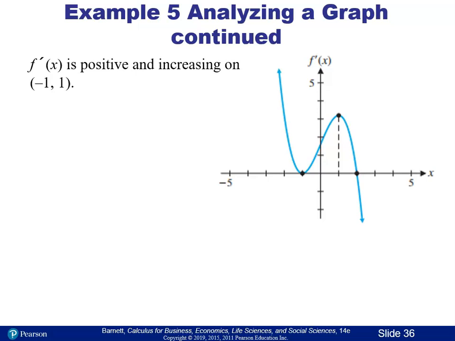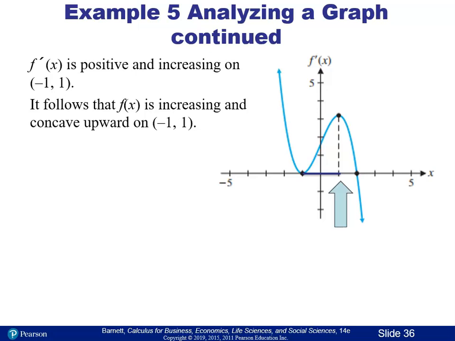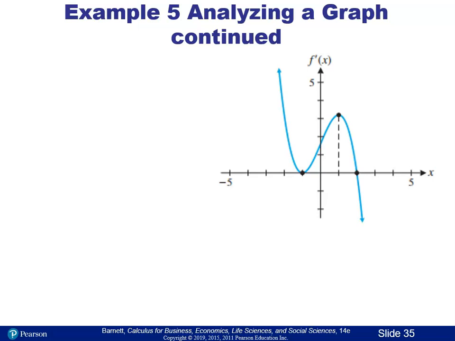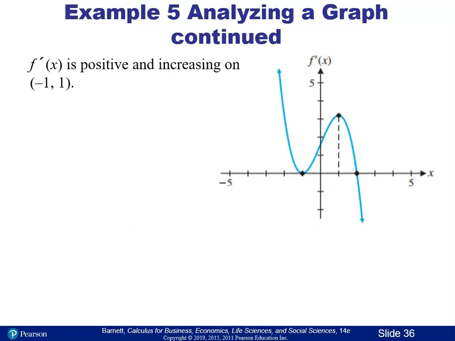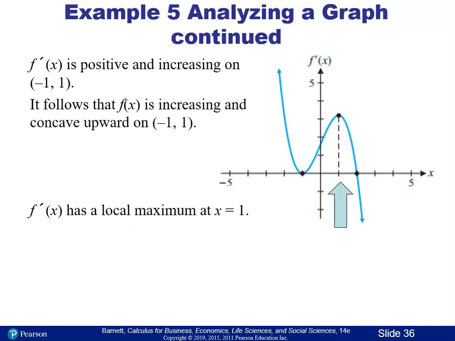Okay, if we take the next interval, we said that interval is positive and increasing. So that means the original function is going to be increasing and concave up. If we look back at what we had said, for that interval it was increasing and also concave up, which corresponds with what we had analyzed. The first derivative has a local maximum at x equals 1, so that translates into one of our inflection points, which we also identified.